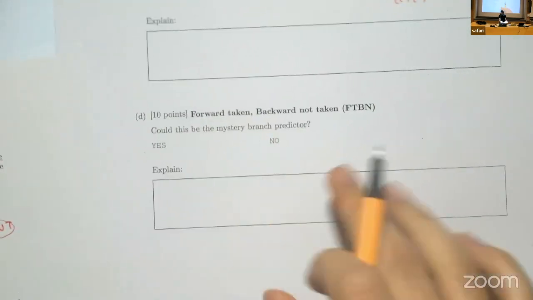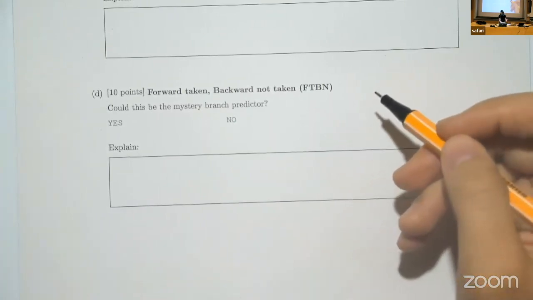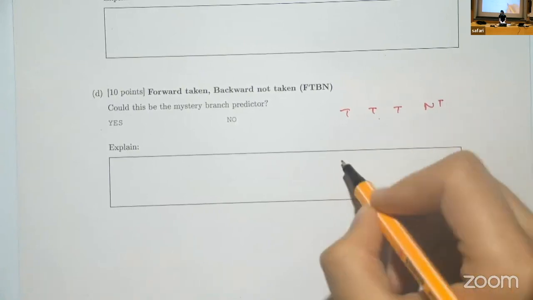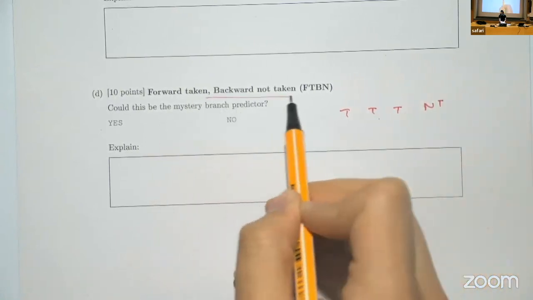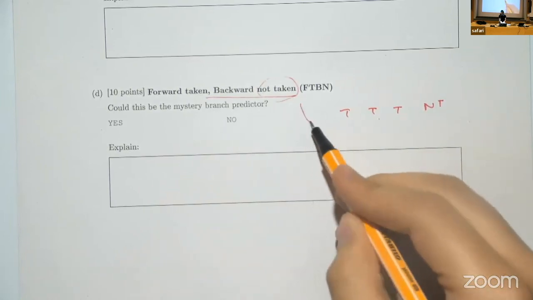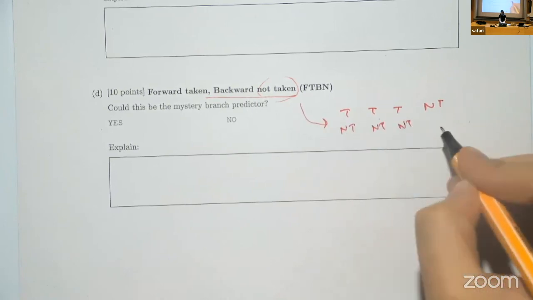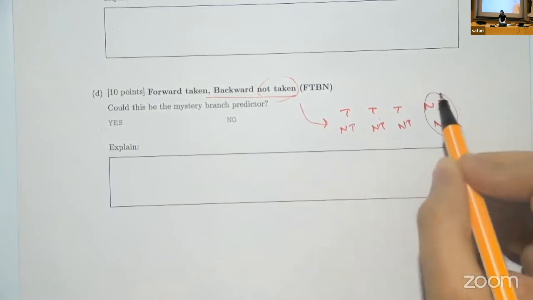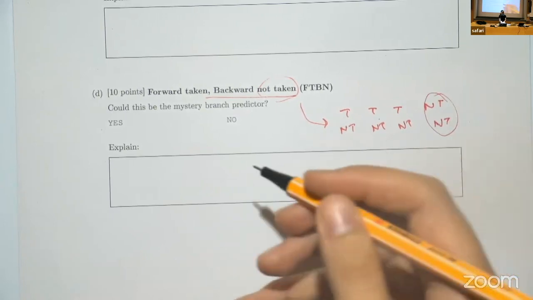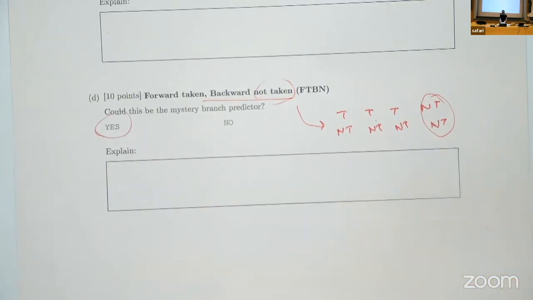And for this one, as you can see, we would be able to get this outcome, because backward not taken would end up predicting not taken, not taken, not taken, and not taken. And this would give the correct one, which also is the outcome that we are looking for. So this is yes. Okay. Do you have any questions?